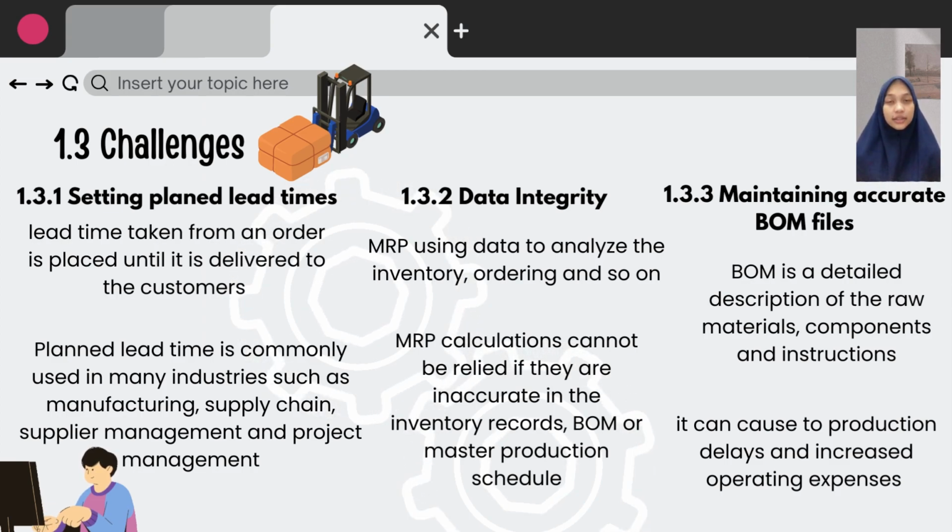The second point is data integrity. MRP uses data to analyze and make orders for inventory. Since MRP relies on input data, the precision of the data is crucial to the precision of MRP output data. MRP calculation cannot be relied on if there is inaccurate data in the inventory records, bill of materials data, or master production schedule. So the production manager must check whether the data strictly follow the original data before proceeding to the next step.